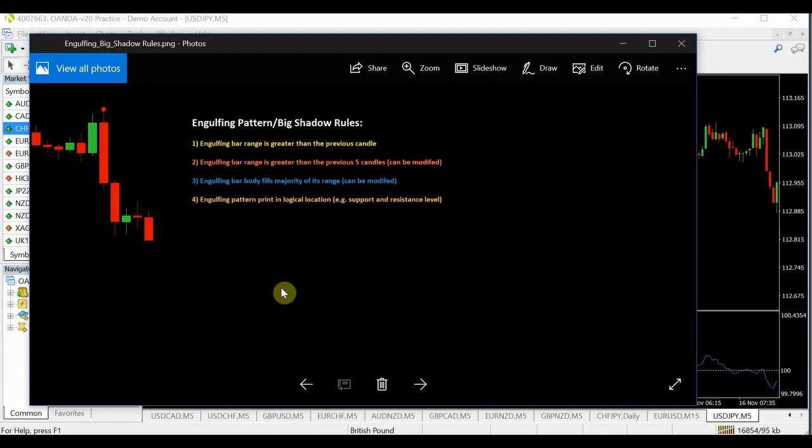So, or even pin bars even. So again, for engulfing, you want the body to be absolutely huge and fill the majority of the candle. And lastly, engulfing patterns that print in a logical location.